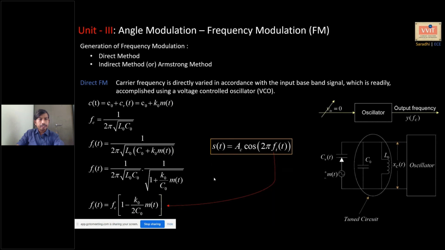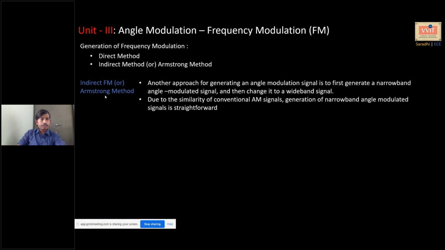Now let us see the indirect method, which is also called the Armstrong method. What it says is, first you generate a narrowband FM and then convert it into wideband FM. Narrowband FM generation is very easy because of its similarity with the AM equation. This is the most popularly used method, the Armstrong method. Let us see how this is accomplished.